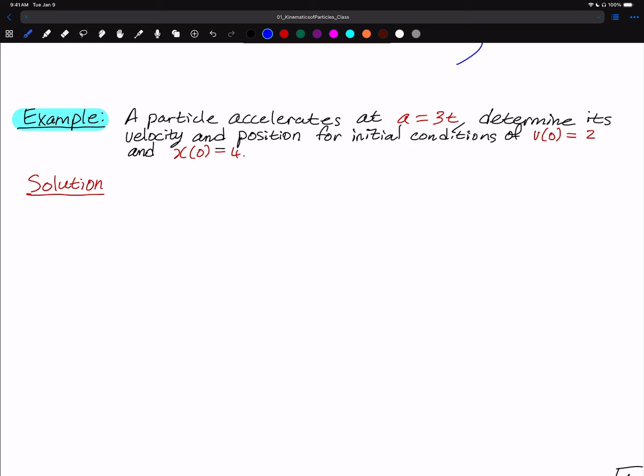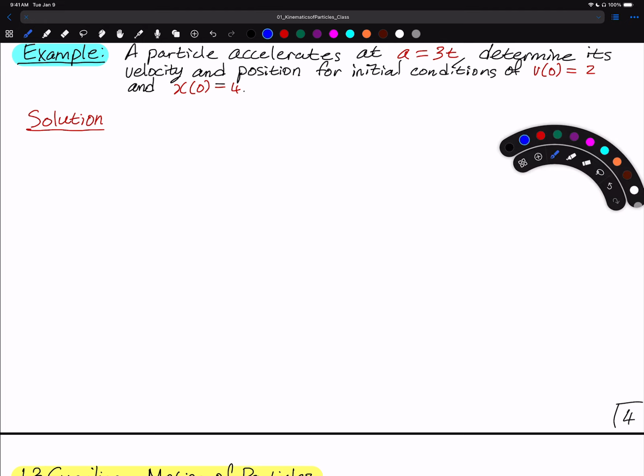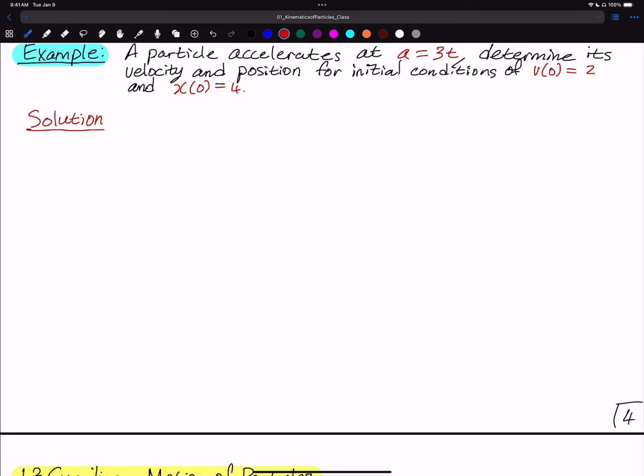A particle accelerates at an acceleration equal to 3t, and we're asked to determine its velocity and position for initial conditions of v0 equals 2 and x of 0 equals 4. In this case, this is an example of, actually it's not even uniform accelerated rectilinear motion, because now we have an acceleration that varies with time. But we can apply the techniques that we've been working with, where we've been integrating, to this problem as well.